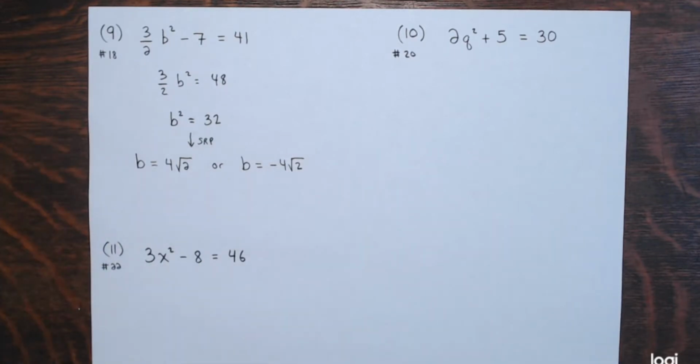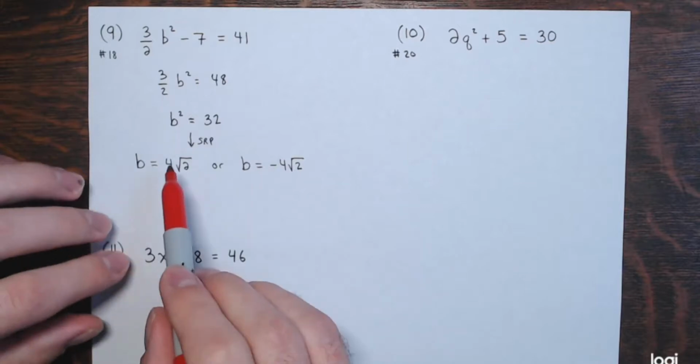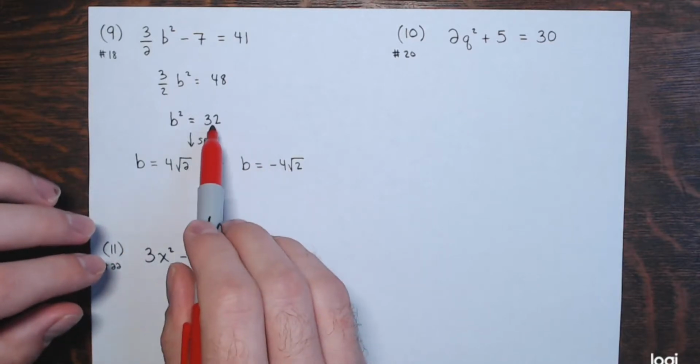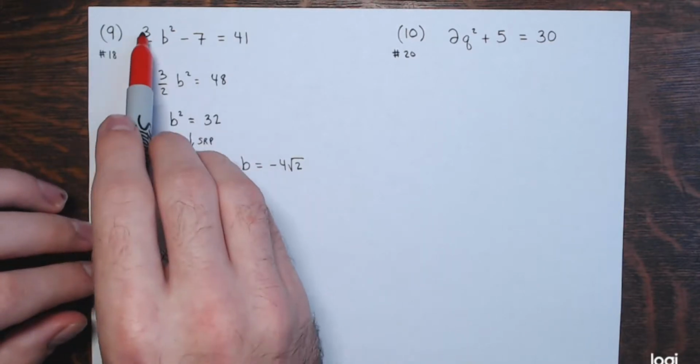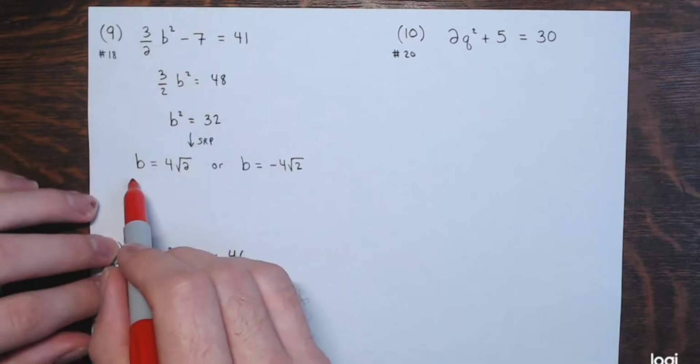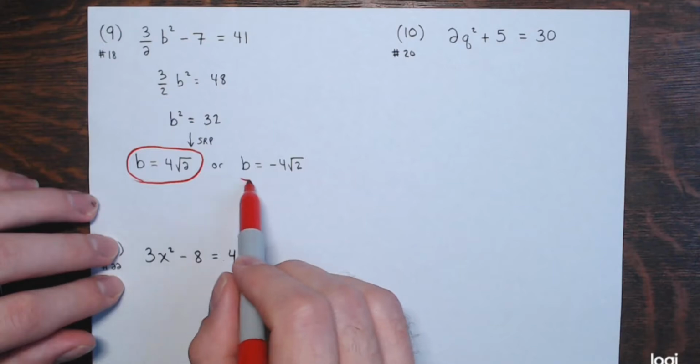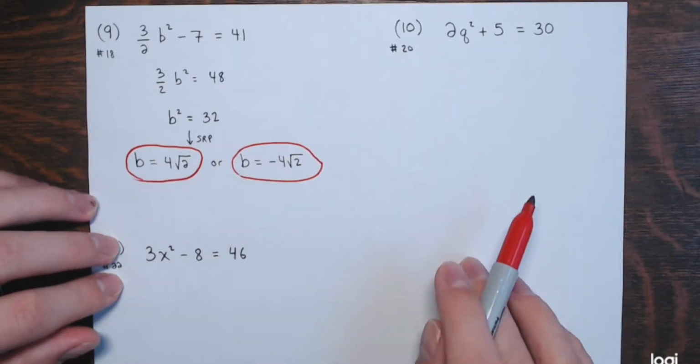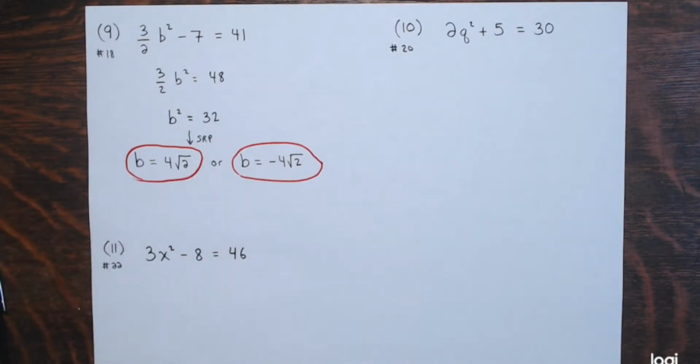And if you check them, they both work, because if you square either one of these numbers, it's going to give you 32 back. 3 halves times 32 is 48, and 48 minus 7 is 41. So both of these work. Wonderful. All right, next question.